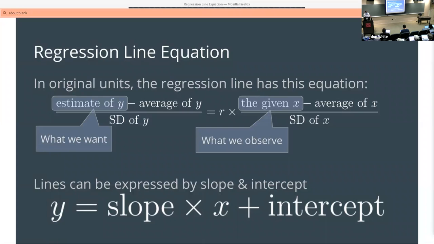And then, if you talk about it in terms of what we are trying to do, what we are trying to get at the end of the day is an estimate of y. We want to know what the child's height is predicted to be, and what we have is what we observe, which is the mid-parent height.